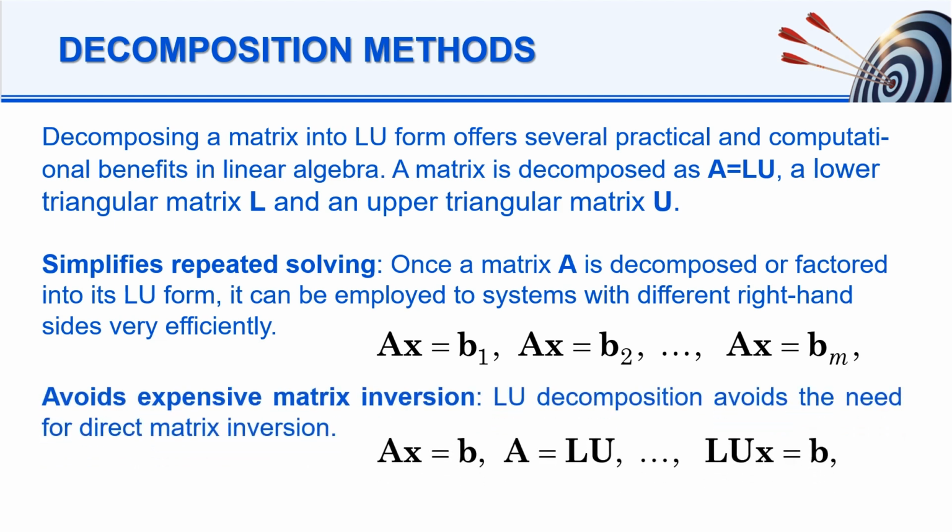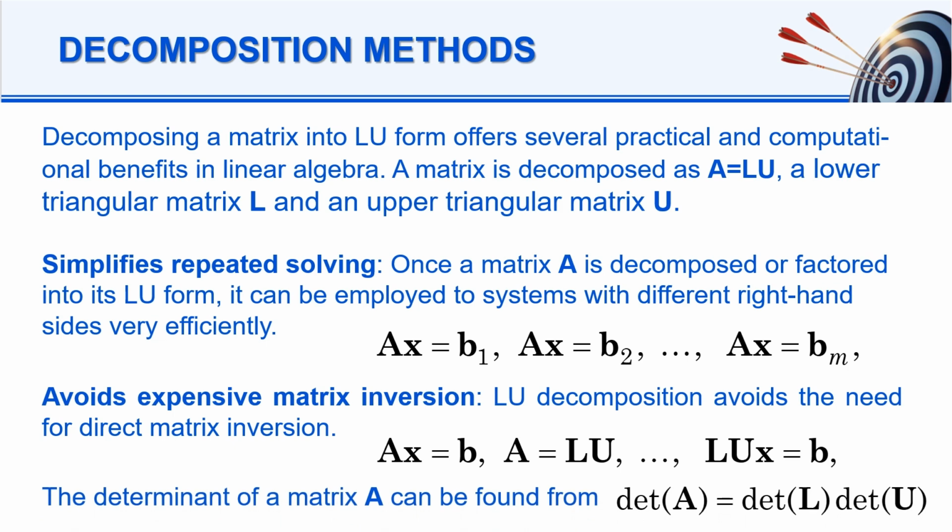LU decomposition avoids the need for direct matrix inversion, which is expensive. The determinant of a matrix A can be found as the product of the determinants of the matrices L and U. Since L and U are triangular matrices, their determinants are simply found by multiplying the elements along the main diagonals.